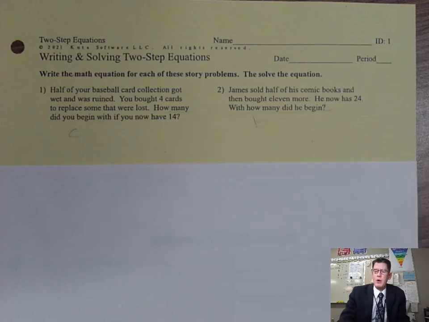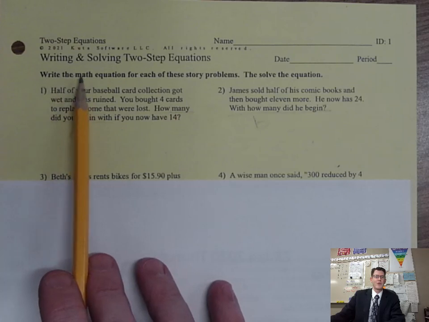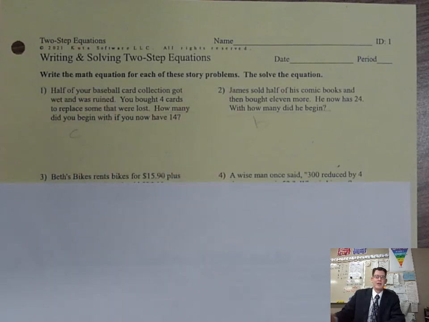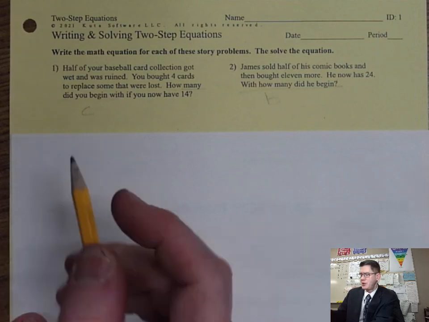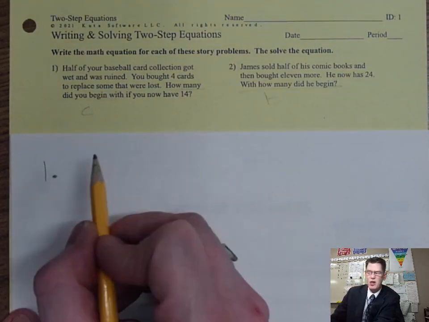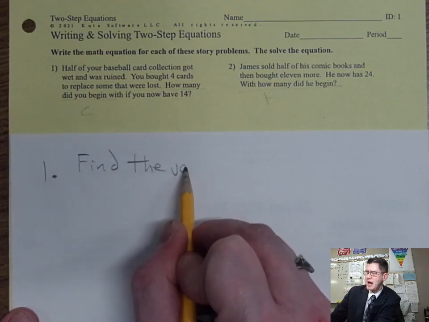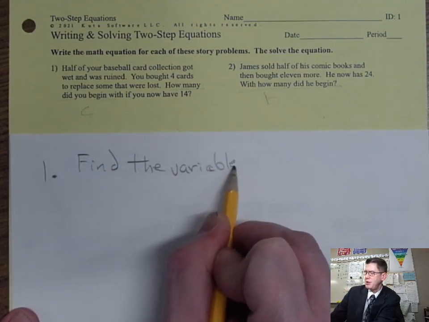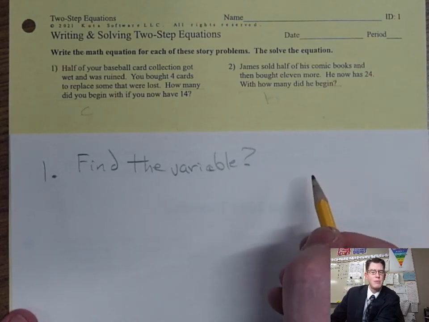So here we go. In writing and solving two-step equations, we're first going to write out the equation and then solve it. And in writing out an equation, here's the process. You first of all try to figure out what's being asked. What's the question? Try to find the variable. What's the item? What's the unknown? What are we going to be trying to figure out? Find the variable. Can you find the variable to begin with?